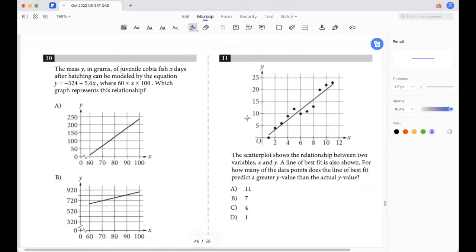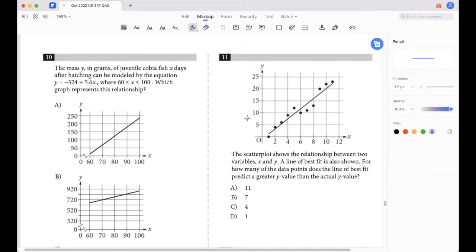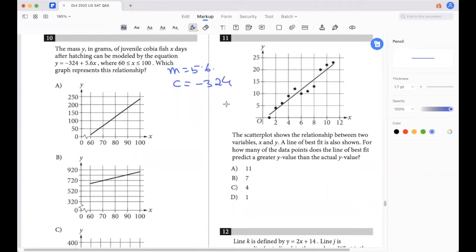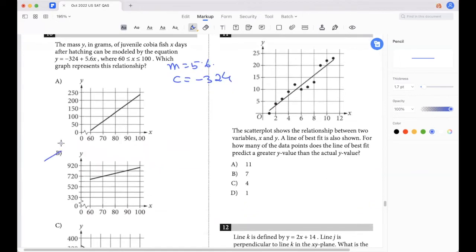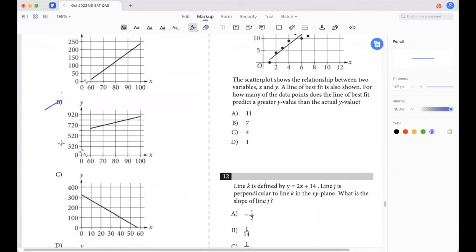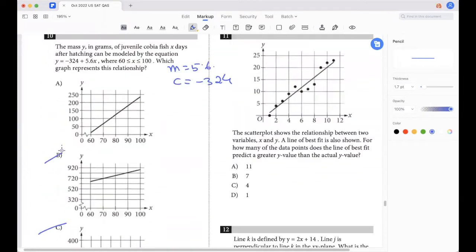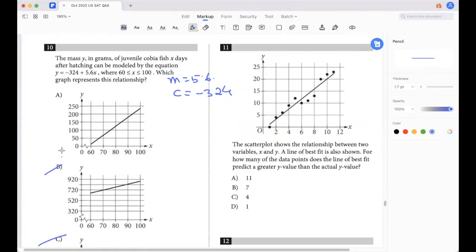The mass in grams of juvenile cobia fish X days after hatching can be modeled by the equation shown. Which graph represents this relationship? Okay, so the slope is 5.6 and the y-intercept is negative 324. So clearly it can't be B because here there's a positive y-intercept. It can't be C because here is a negative slope. It can't be D also because it has a negative slope, right? So it would have to be A.